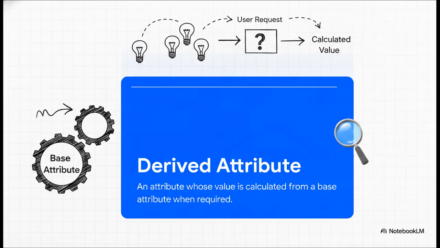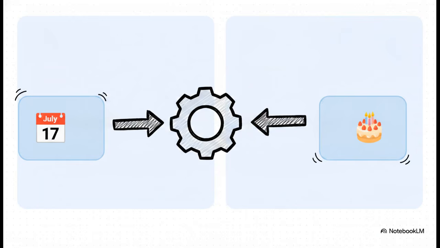This is an attribute whose value isn't permanently stored in the database at all. Instead, it's computed or calculated on the fly from another related base attribute exactly when the user requests it. Honestly, this is a total game changer for database accuracy. Here's the classic example to show you how this works. The base attribute, the one we actually do save in the database permanently, is the date of birth. That is set in stone. It never changes. The derived attribute is age.